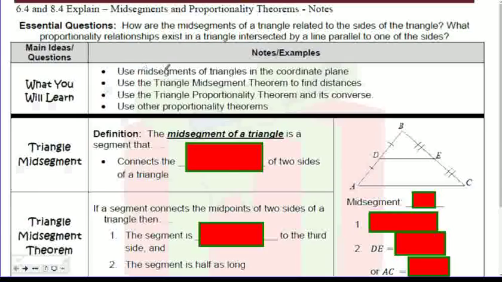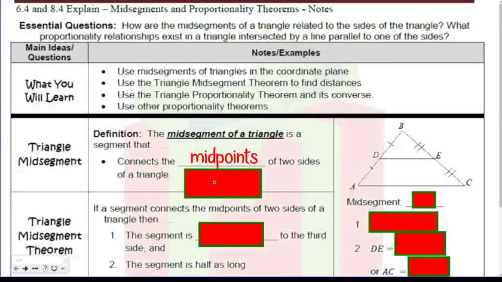So today we're going to look at the mid-segments and some proportionality. The mid-segment of a triangle is a segment that connects the midpoints of two sides of a triangle. So notice that point D is a midpoint. How do I know it's a midpoint? Because there are matching tick marks on either side. Point E is a midpoint because it has matching tick marks on either side. Therefore, DE is a midsegment.